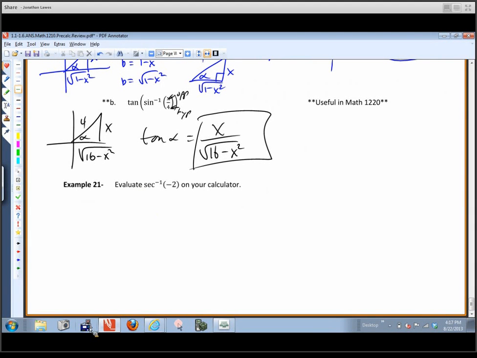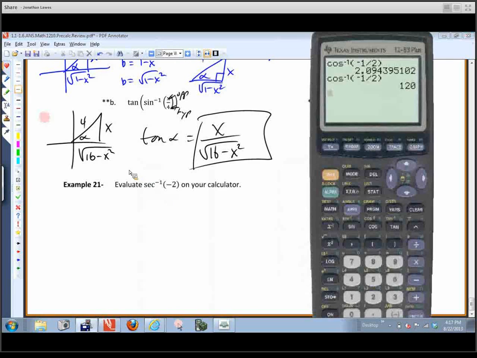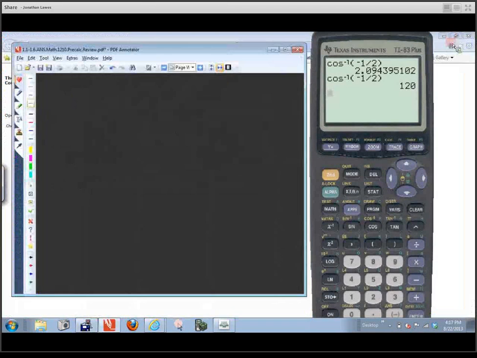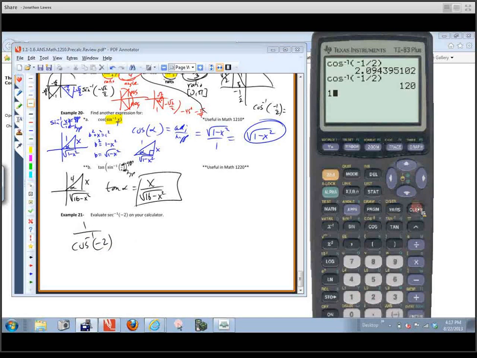I'm going to pull up a calculator because we want to evaluate secant inverse of -2. Now, some people will look at this and think, well, hey, secant is the reciprocal of cosine, so let's just do 1 over cosine inverse of -2. Well, we've got a problem with that. Let's do 1 divided by cosine inverse of -2. You should notice a problem right here. Cosine inverse only accepts ratios between -1 and 1. So if we hit enter, we're going to get a domain error.